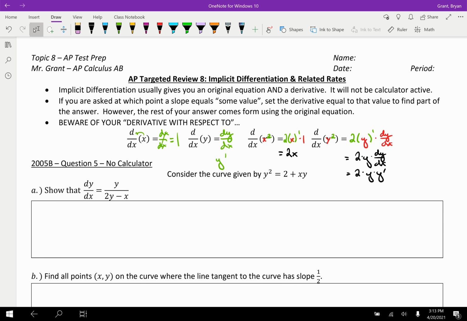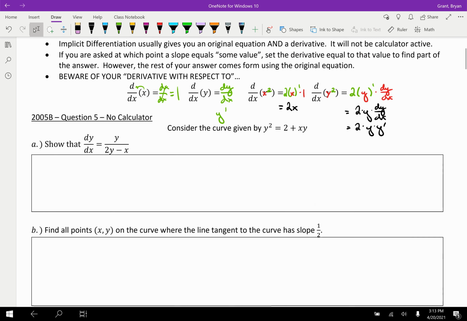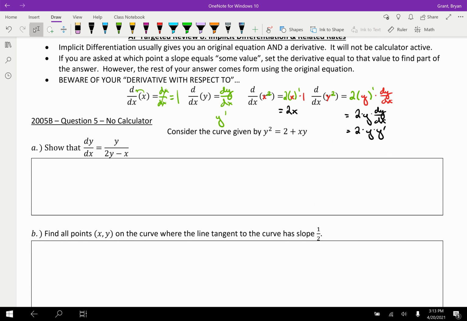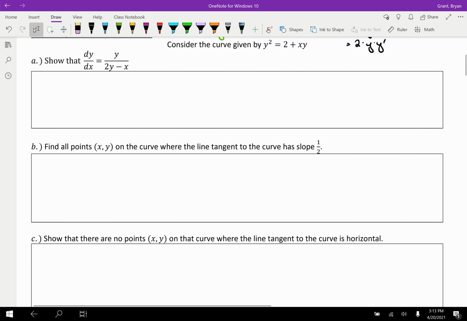So in the mid-2000s, it wasn't uncommon to see a full free response all about implicit, and they might sneak a related rates in, and then nothing for about 10 years. Then the last couple of years, we've seen usually the last or the second to last free response, no calculator active on these, with implicit differentiation. All right, so let's get started. It's a very common first question.